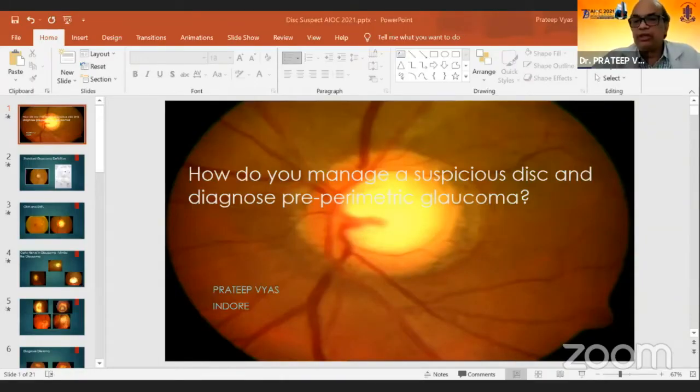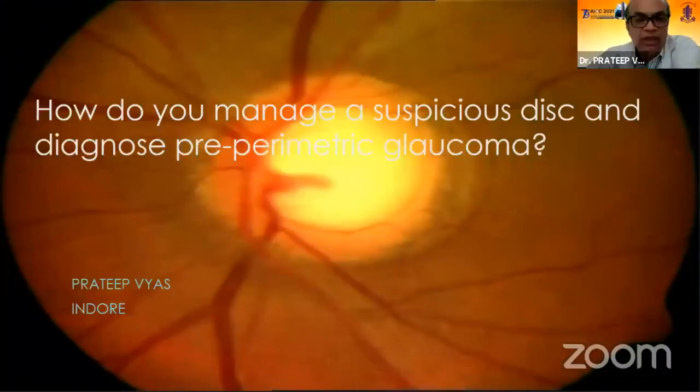Thanks, Lokesh. And at the outset, I would like to thank the scientific committee of the AIOS for having given me this opportunity. I would be talking to you on how to manage the suspicious risk and diagnose the pre-perimetric glaucoma. Try to understand that both these conditions are very common if you are practicing glaucoma. One is a non-pathological condition and the other is a pathological condition. So we have to differentiate both the conditions because in one condition, you don't have to treat the patient.